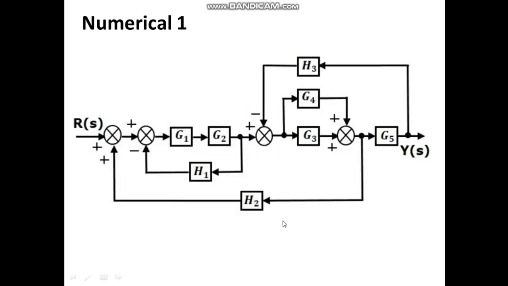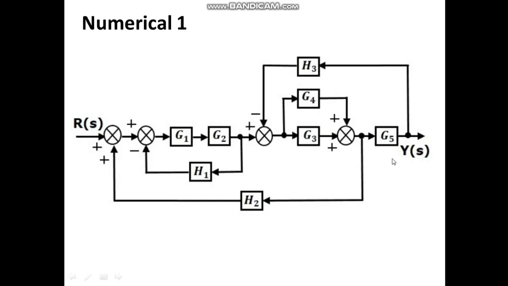Okay, so let us start with the next numerical. Here also you can see there is one input R(s), there are two summing points connected in series, then there are two blocks G1 and G2 connected in series in the forward line, then there is one summing point, after that one block G3, again a summing point, and lastly block G5, and then you can see the output Y(s).